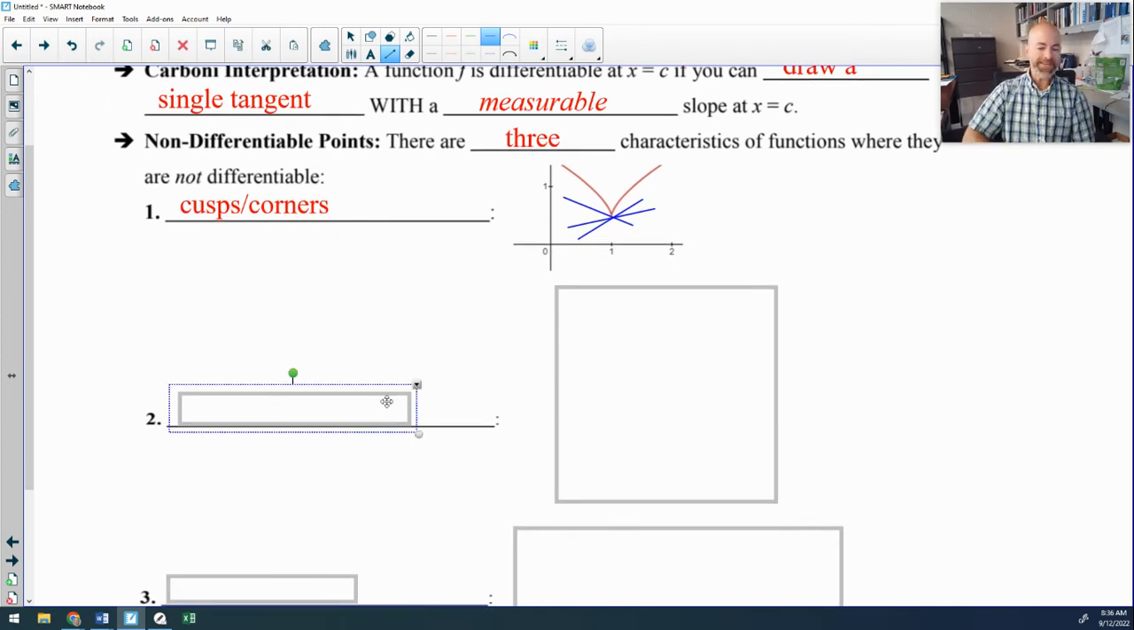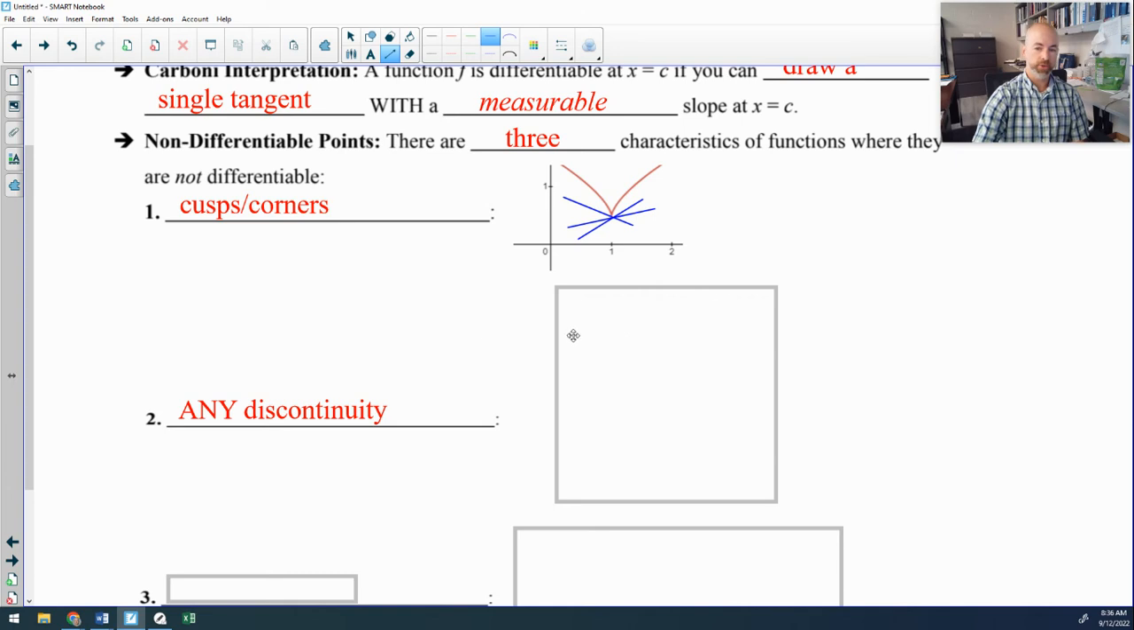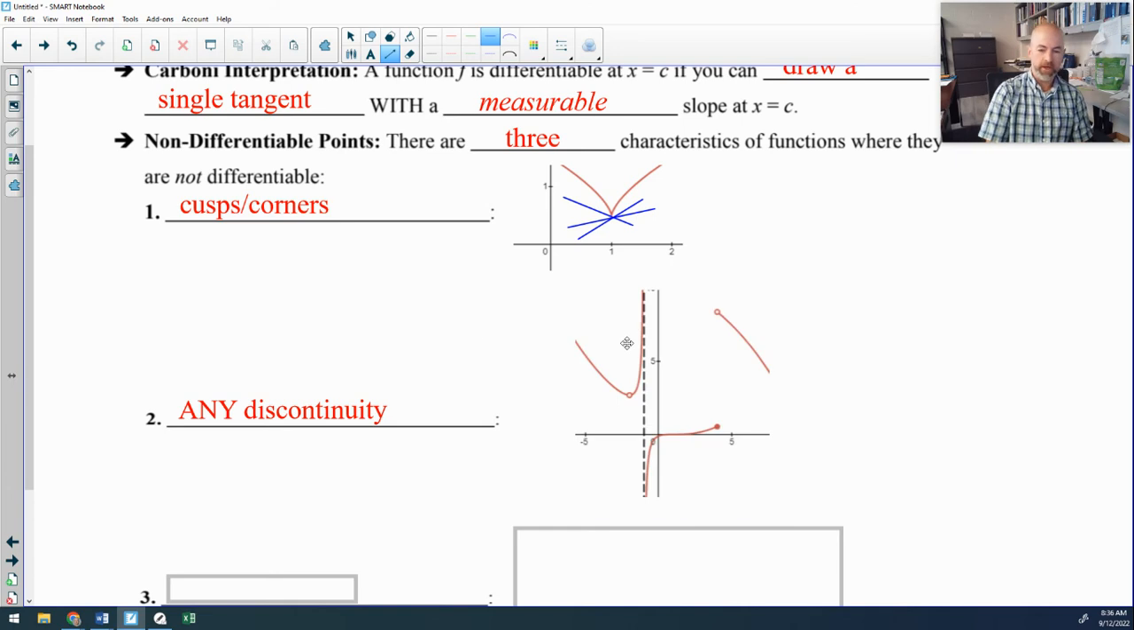The next one is any discontinuity. I have a graph here of all 3 of the main types of discontinuities. You can see a removable discontinuity, a vertical asymptote, and a jump. Again, the idea of differentiability is that you can zoom in infinitely close to a graph, and at that point, the graph begins to look like a line. Well, I cannot zoom in on a jump discontinuity. It's too far apart.